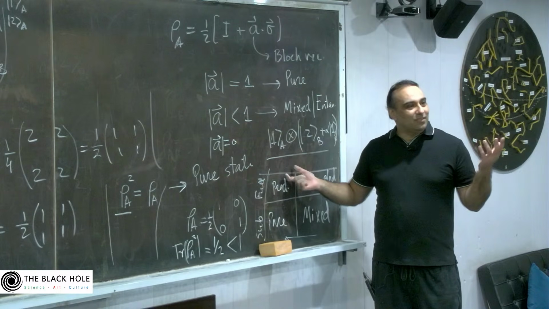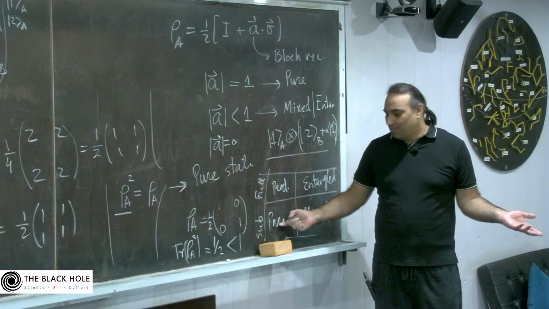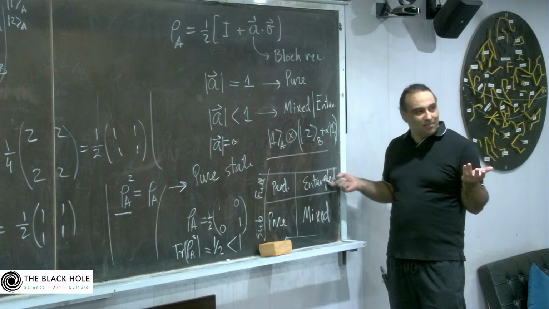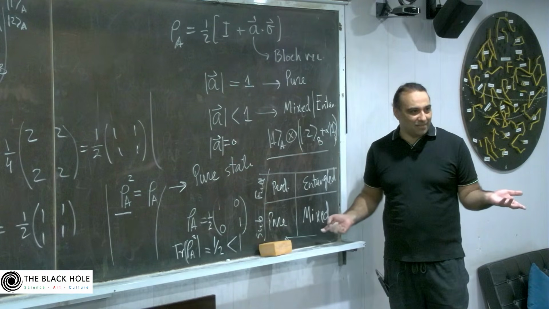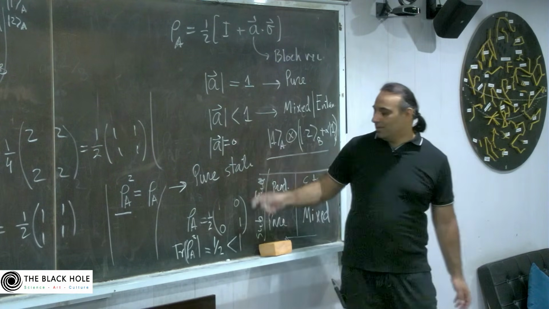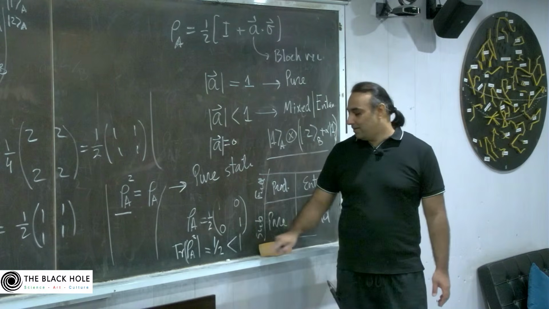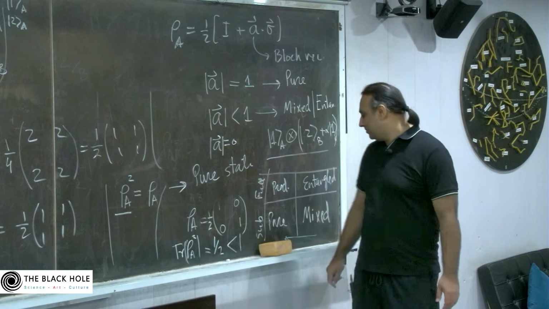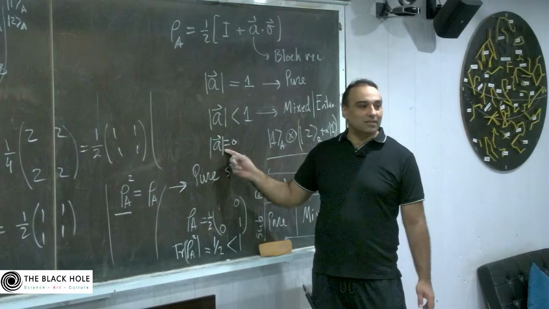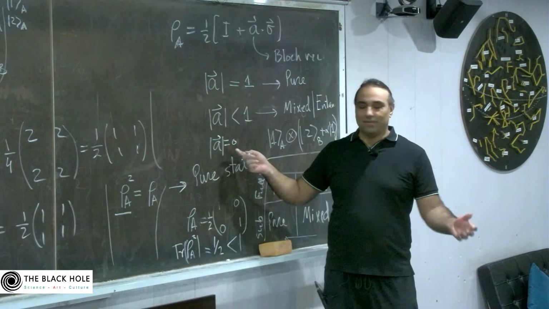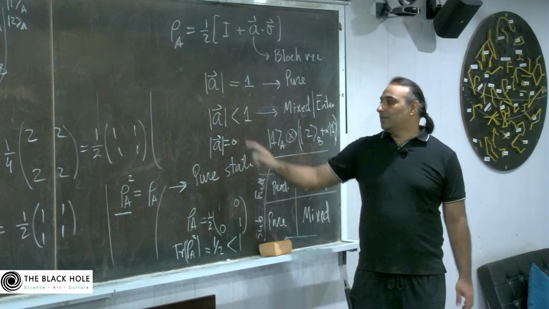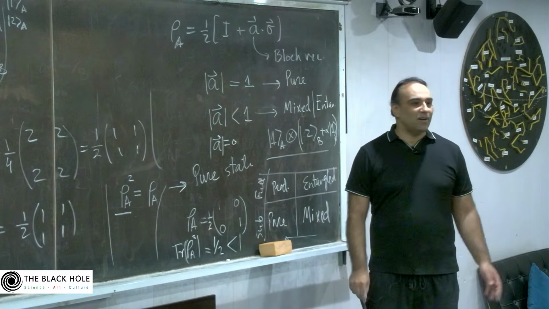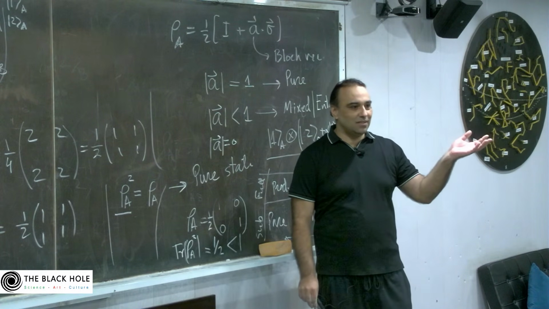So if your full system is in the product state, your subsystem is in a pure state. If your full system is in the entangled state, your subsystem is in the mixed state, and the degree of mixing can be obtained from this, or in the Bloch representation for a two-level system, it's from the length of this Bloch vector. For a pure state, it's always on the sphere.